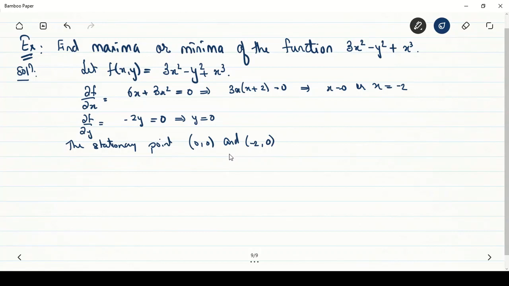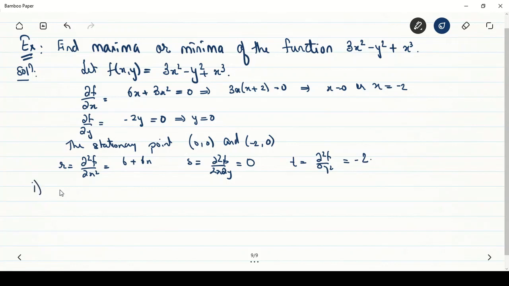We will find the value of r, s and t at the stationary points, and according to the given conditions we will say whether the function attains maxima or minima at this particular point. So what is r? r is the derivative of del f by del x with respect to x, that is nothing but del square f by del x square. So this is 6 plus 6x. And what is s? Del square f by del x del y, so value of this is 0. And what is t? Del square f by del y square, so that is equal to minus 2.